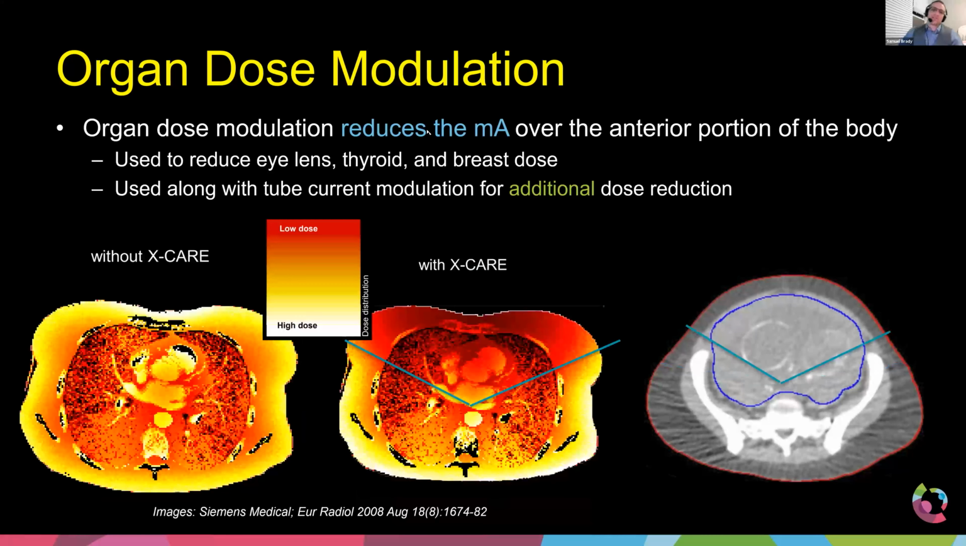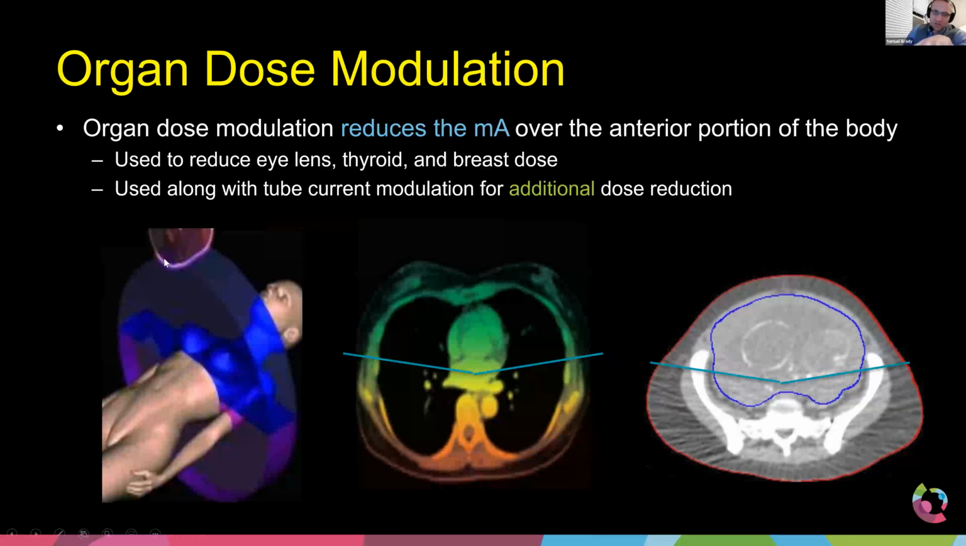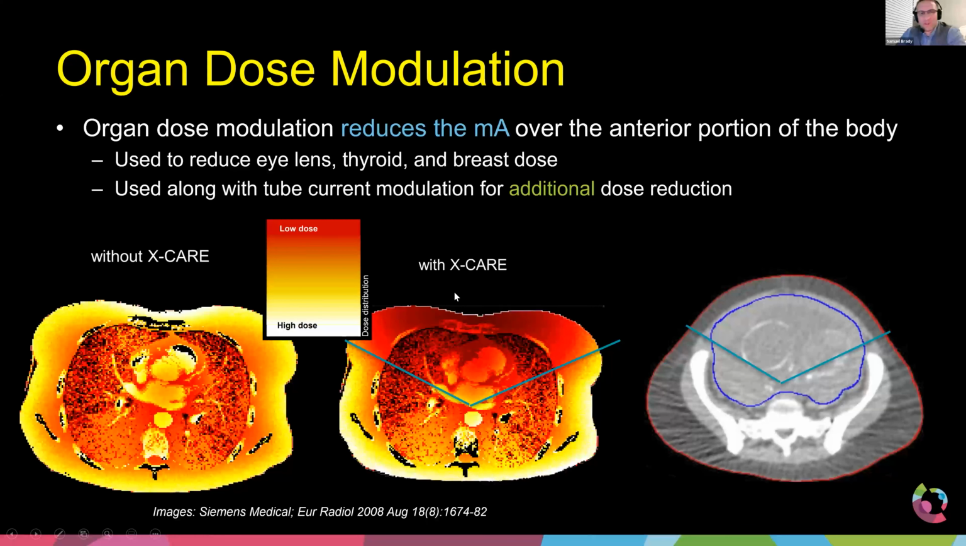Now, I mentioned that GE and Canon, when they use organ dose modulation, simply turn it down as it sweeps anteriorly, and then turn it back to normal posteriorly. So I think it's a perfectly good and legitimate reason to use organ dose modulation in a pregnant woman, but my only point was you have to be careful. And I'm not trying to be disparaging towards Siemens, but the way they approach it is different. Their version is called X-Care.